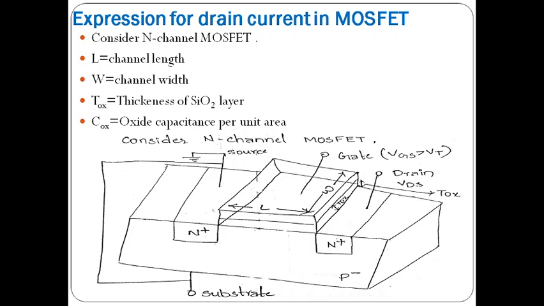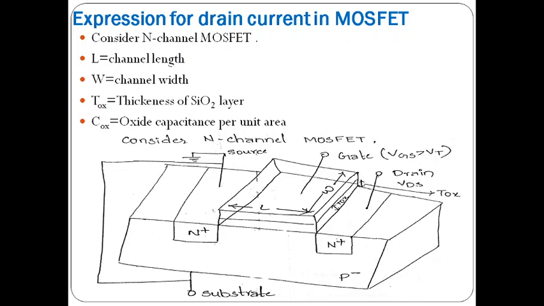The length of the channel is always equal to the length of the gate material, and the width of the channel is W. It is also almost equal to the width of the gate material. The channel and gate material are separated by an insulation material or dielectric material. Here we are using a silicon dioxide layer, and its thickness is Tox, and the capacitance between the gate and channel is the oxide capacitance.